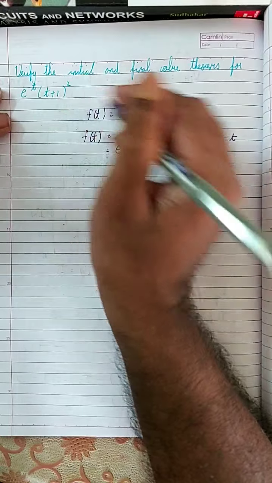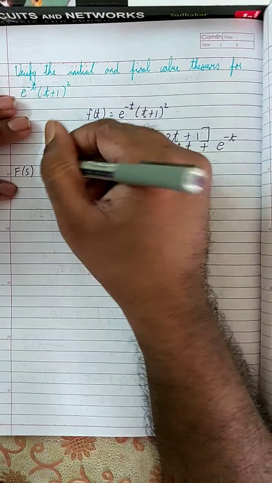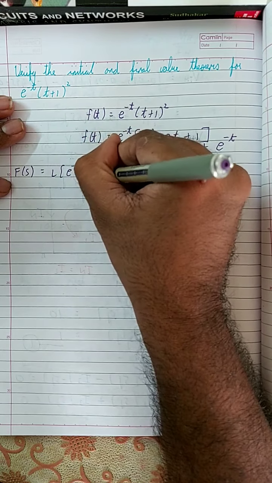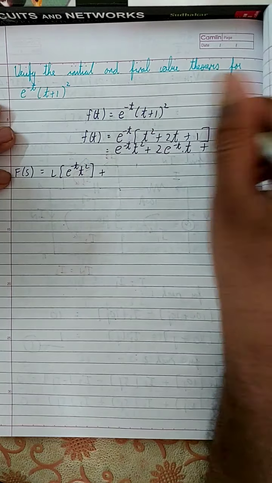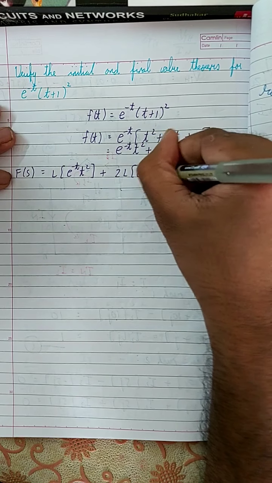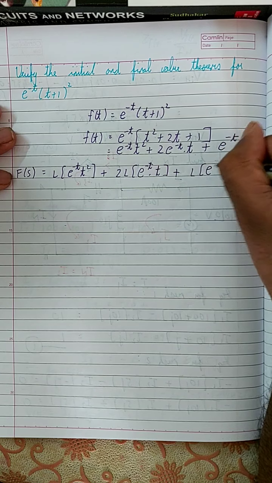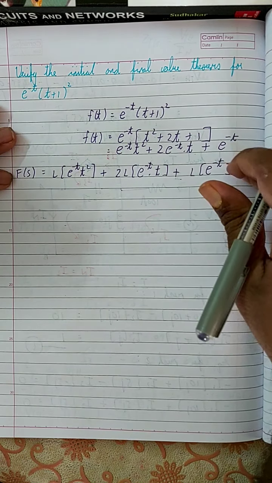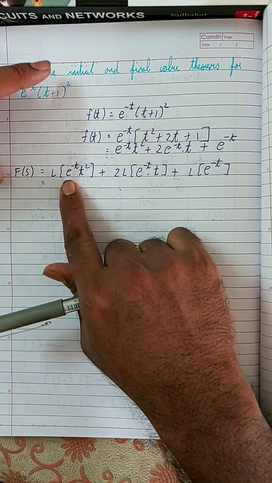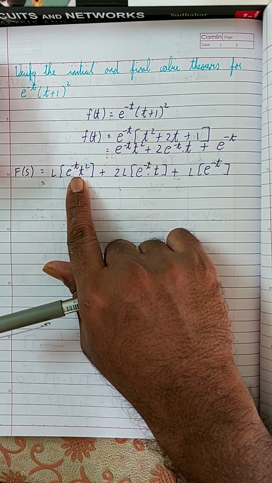So therefore I can say that F of s, that is the Laplace transform of f of t, is nothing but the Laplace transform of e raised to minus t into t square, plus 2 into the Laplace transform of e raised to minus t into t, plus the Laplace transform of e raised to minus t. So now this is very simple, right? Now what is the Laplace transform of e raised to minus t into t square? The Laplace transform of t square is 2 factorial by s cube, or 2 by s cube.